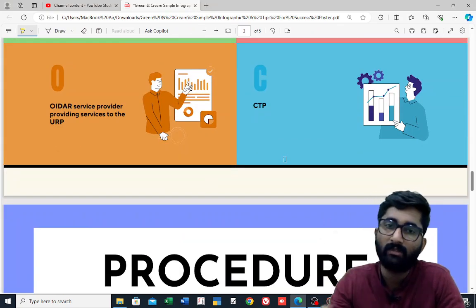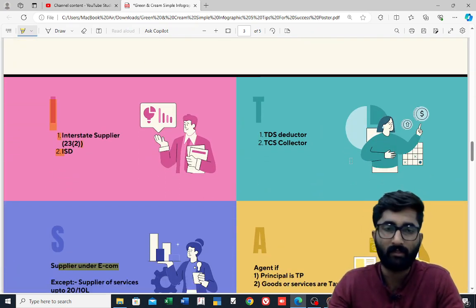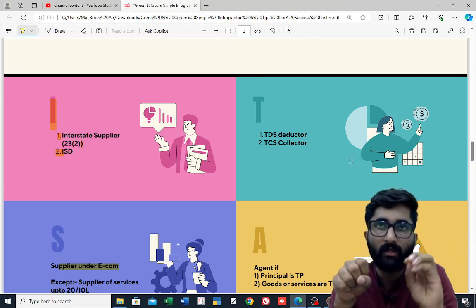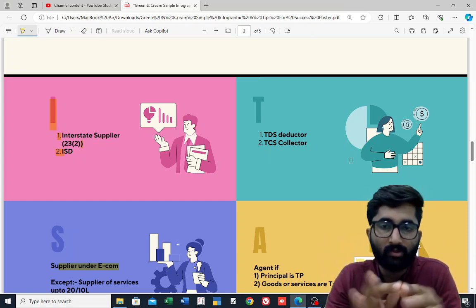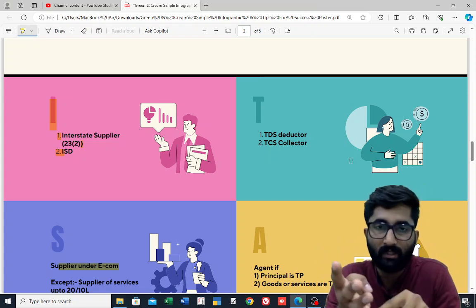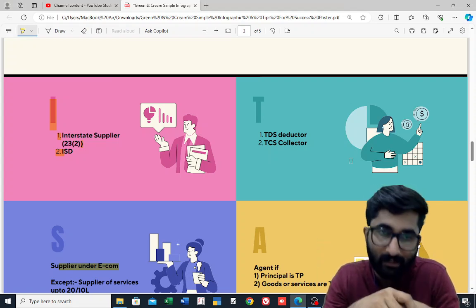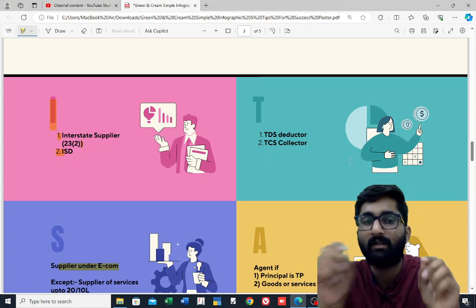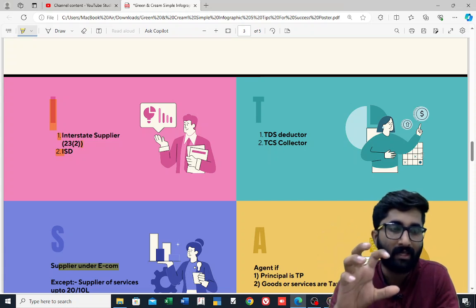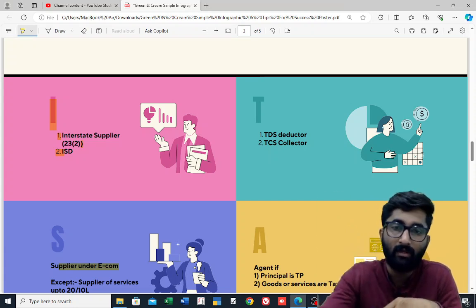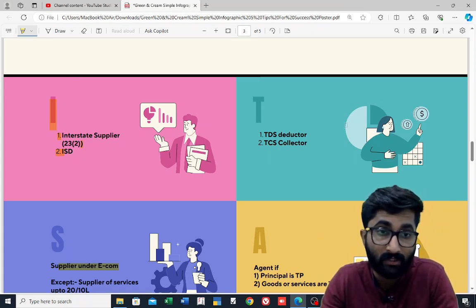The same topic we have discussed in the class many a time. Next one, TDS deductor and TCS collector. The one who is required to deduct the TDS, or the one who is required to collect the TCS, is compulsorily required to take the registration. Why? Because to deduct the TDS, he has to have the registration, and the deducted amount he has to put in the GST of the person from whom he has deducted the TDS. So to put it in his GST, registration is compulsory. The TCS collector is also required to take the registration because the collected amount has to be deposited in the name of the supplier. For that purpose, the TCS collector is required to take the compulsory registration.